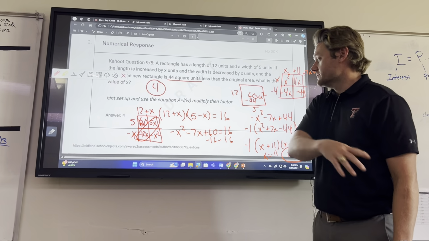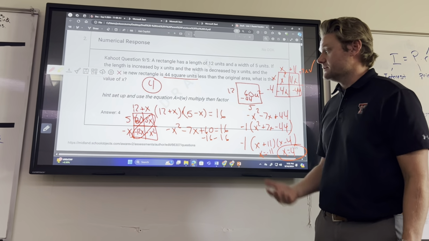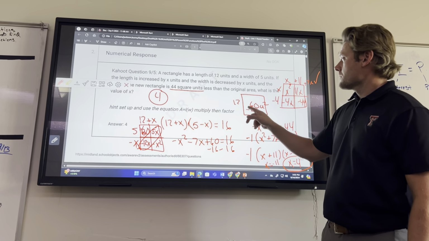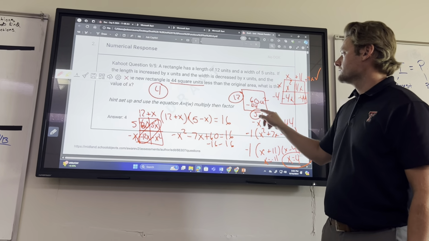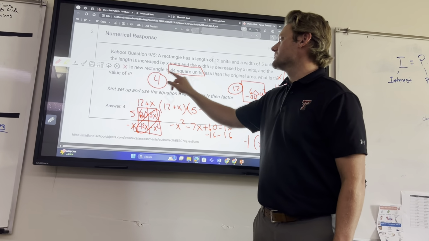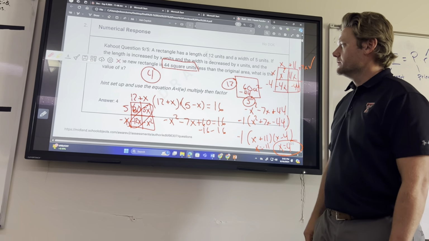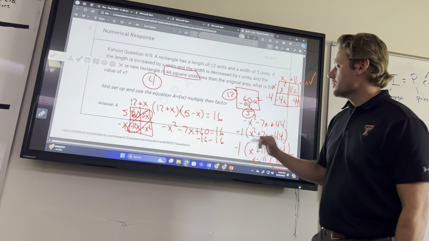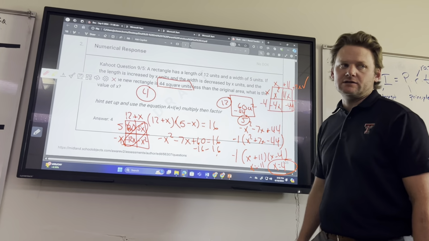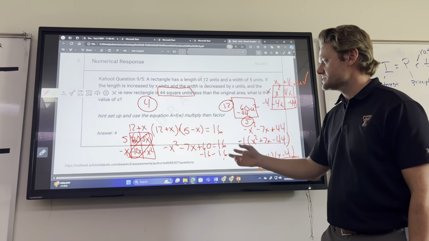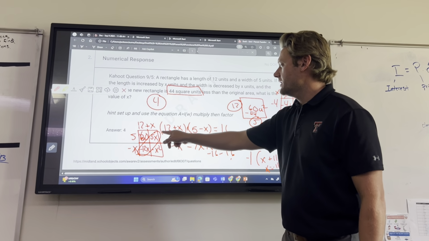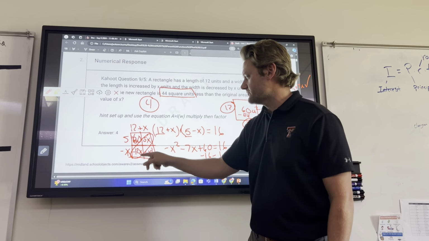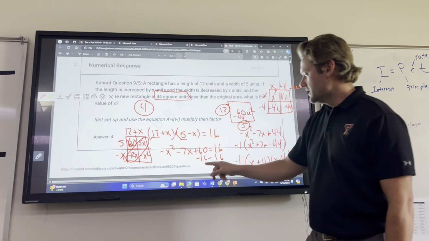Yeah, so good question. How did I get to 44? I know that you subtracted the area. So it says it was 44 square units less, on the area. So I have 60 minus 44. That gives me this 16 over here. So I know this is going to equal 16. And when I do this, I have my 12 times 5 in my factored form, which gives me this 60.